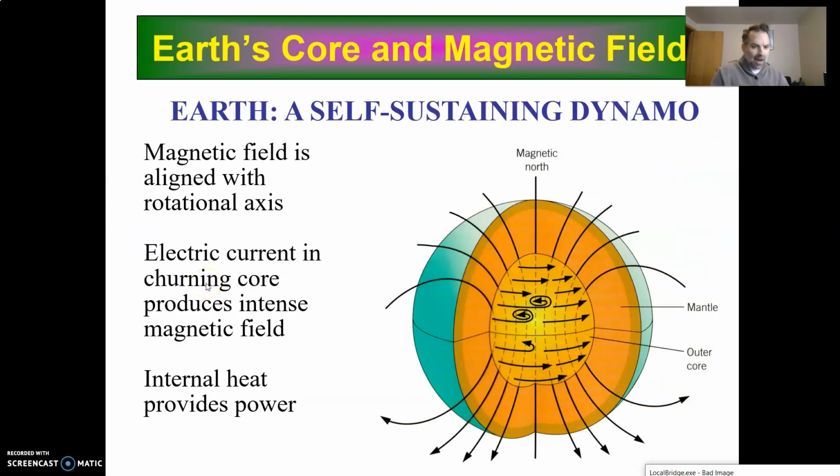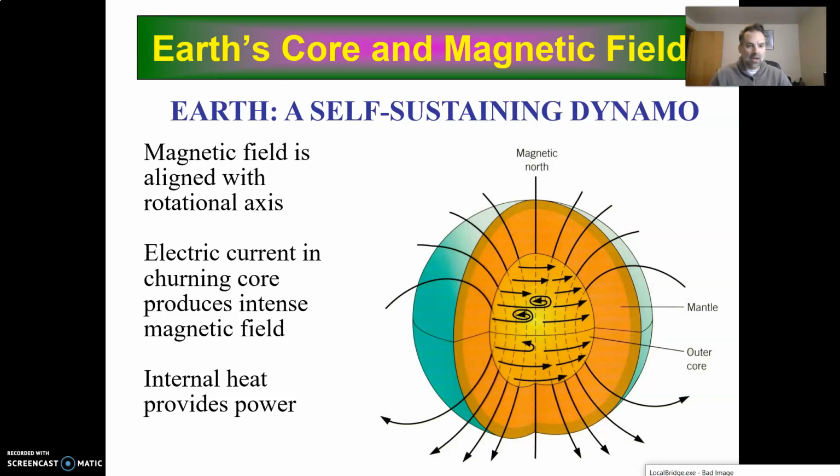So the Earth's core and magnetic field: people ask, how do we create this magnetic field? Well, you've got two components. You have the liquid outer core, and then you have the solid inner core. And this churning or rotation produces the magnetic field.